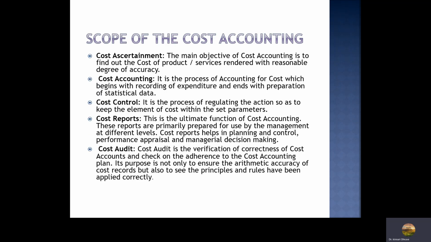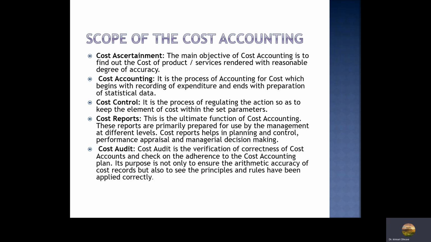Now, what is the scope of cost accounting? The scope of cost accounting starts from cost ascertainment to cost audit. It starts from the determination of costing to the audit of the costing. From the determination of costing, it moves to cost accounting, then it moves to cost control, then to cost reports, and last, those reports should be audited by a professional cost accountant.